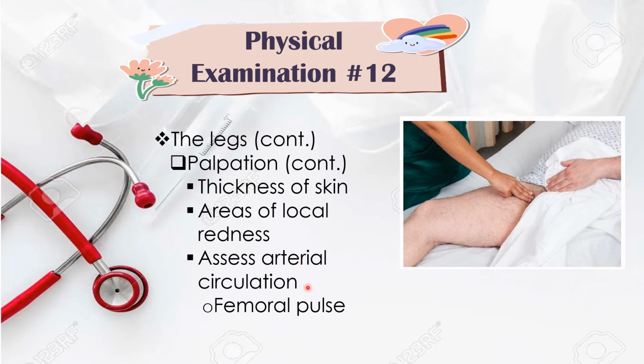So assess arterial circulation, okay, by checking the femoral pulse. So please take note that if there is local swelling, redness, warmth, and a subcutaneous cord, this suggests superficial thrombophlebitis.